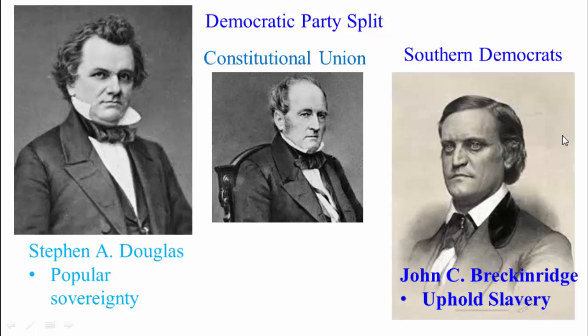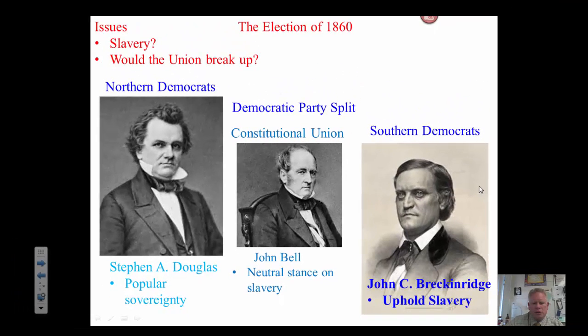Now, the Constitutional Union Party nominated John Bell, and he's kind of an interesting character because he was actually a plantation owner, and he was one of the few plantation owners that didn't think slavery should be spread. Now, he had been working in government in various positions for many years, and his campaign took a neutral stance on slavery, and they basically wanted to preserve the Union.